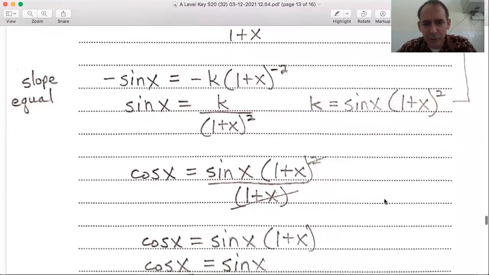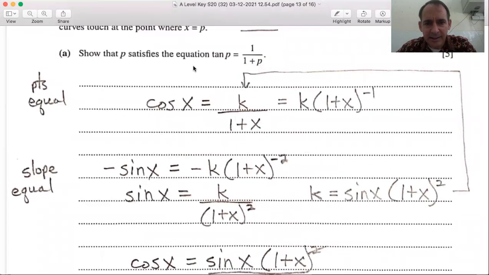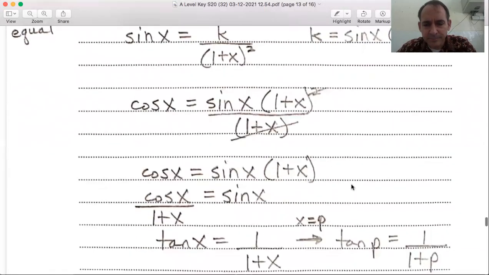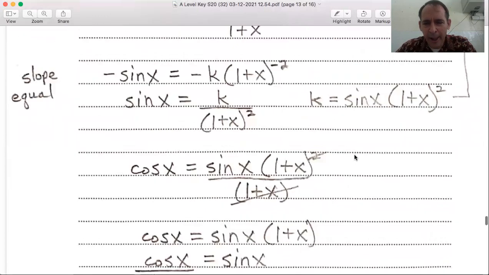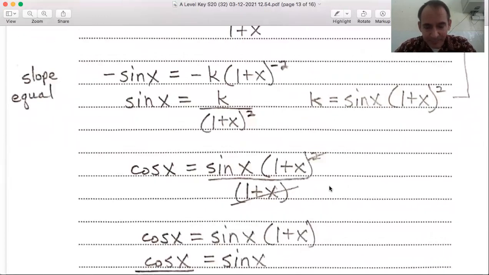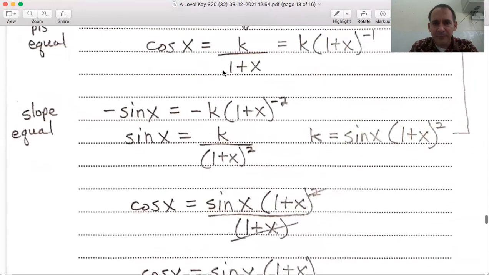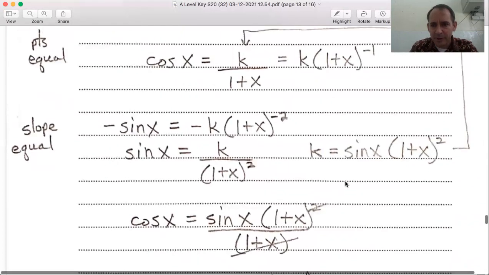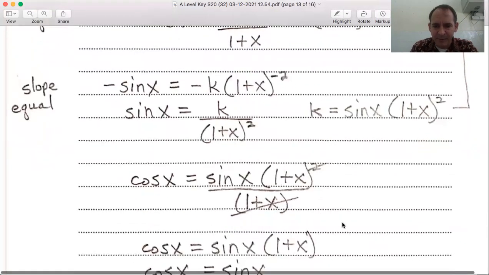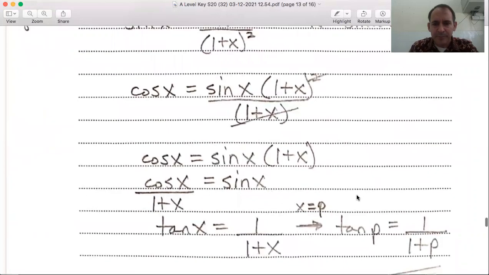Now, if you plug that in for k into our original, you get this, and notice that one of the factors of the square cancels with the factor here on the bottom. So we substituted this in for k and canceled out one of those factors, top and bottom. That leaves us with this.